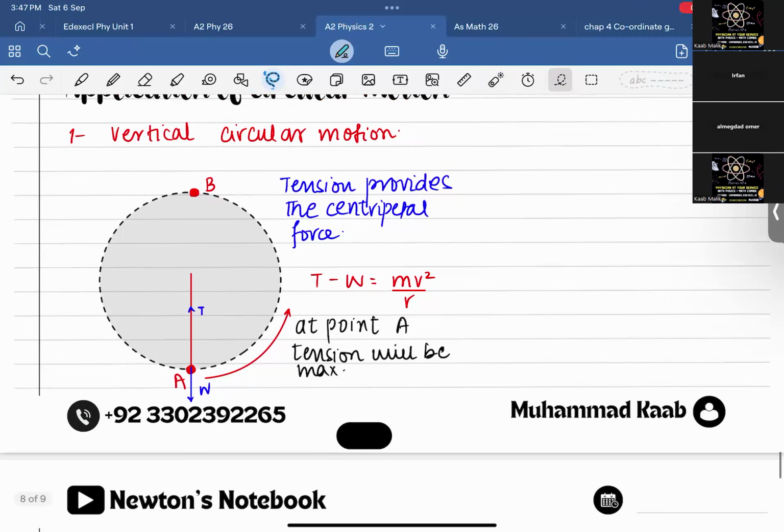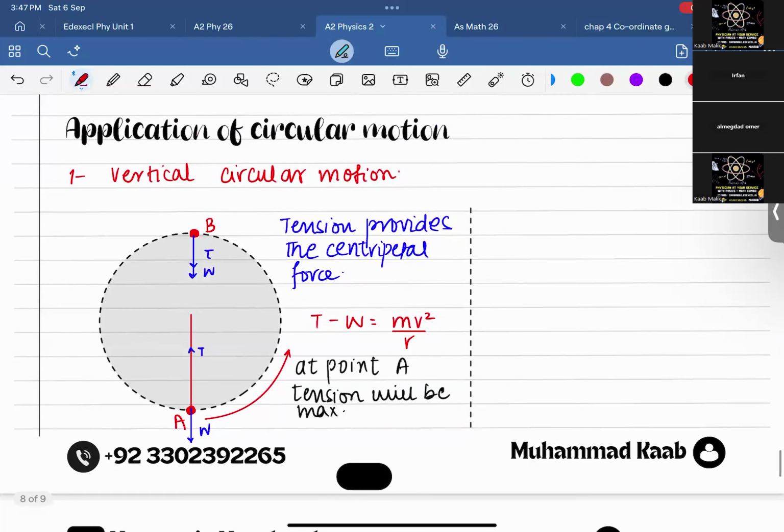Okay. So if the tension will be minimum at that point, can we figure out what would be the value of the tension at point B, or what would be the minimum velocity for which the circular motion can occur, right? So at point B, if we draw the forces, tension will act in this direction as well as the weight will also act in this direction. Okay, so writing Newton's second law for this point: tension plus weight gives me mv square over r.